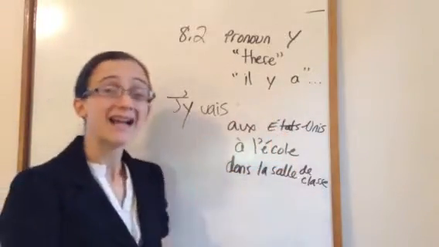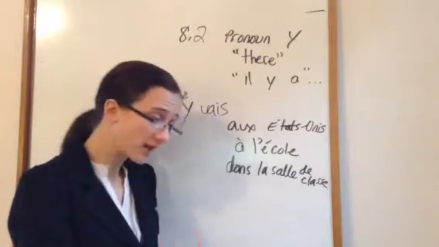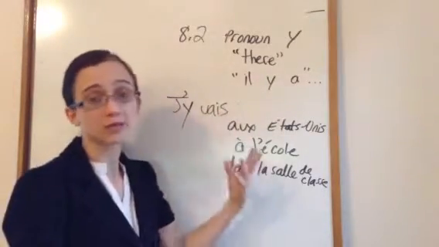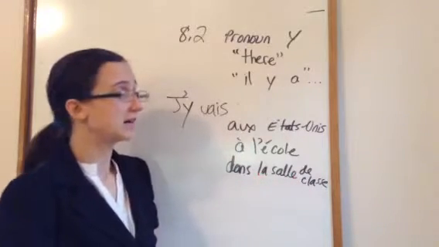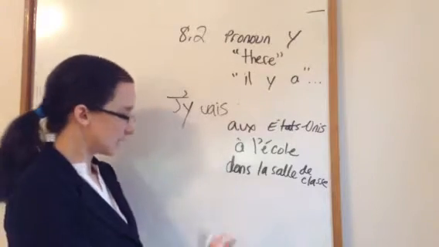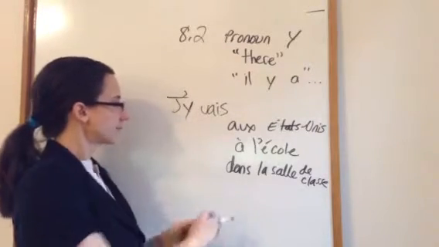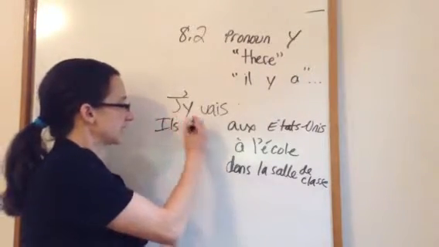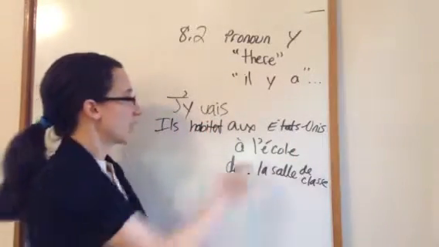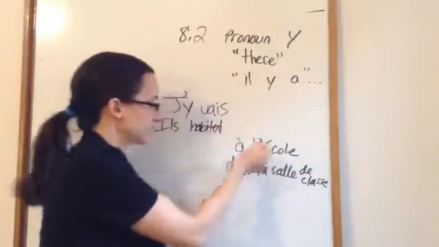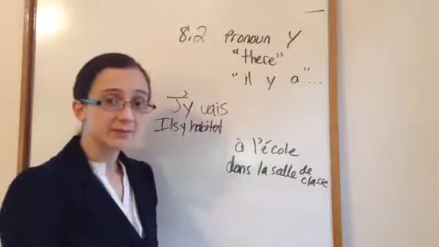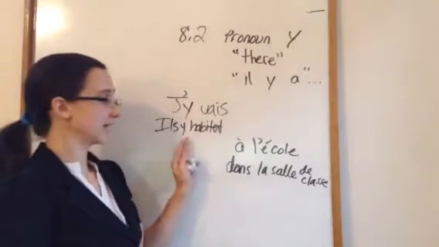instead. And the y acts just like our direct object pronouns and our indirect object pronouns. It goes before the verb most closely associated with it. That rule should be getting very familiar by now. So how about ils habitent, they live, aux États-Unis. We take out aux États-Unis. Instead of "they live in the United States," we say ils y habitent. They live there. Okay?